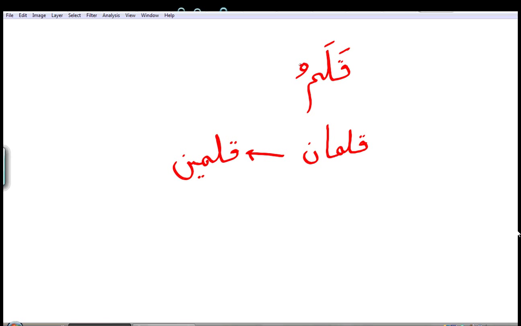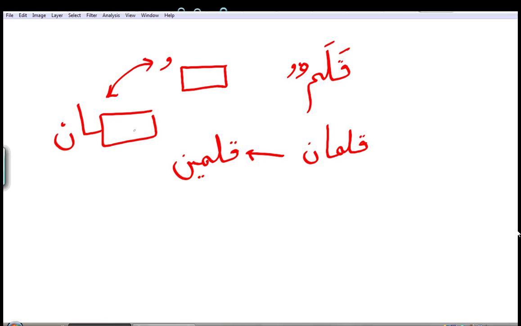So here's the thing. For singular words, we would end with dhamma. For dual, we would end with alif nun. Okay, so this is what is equivalent to dhamma in the dual form.